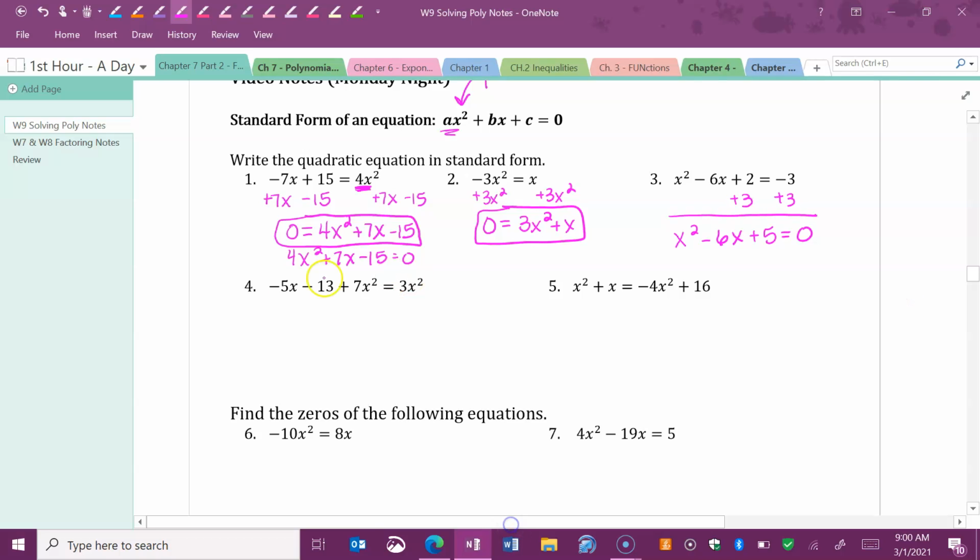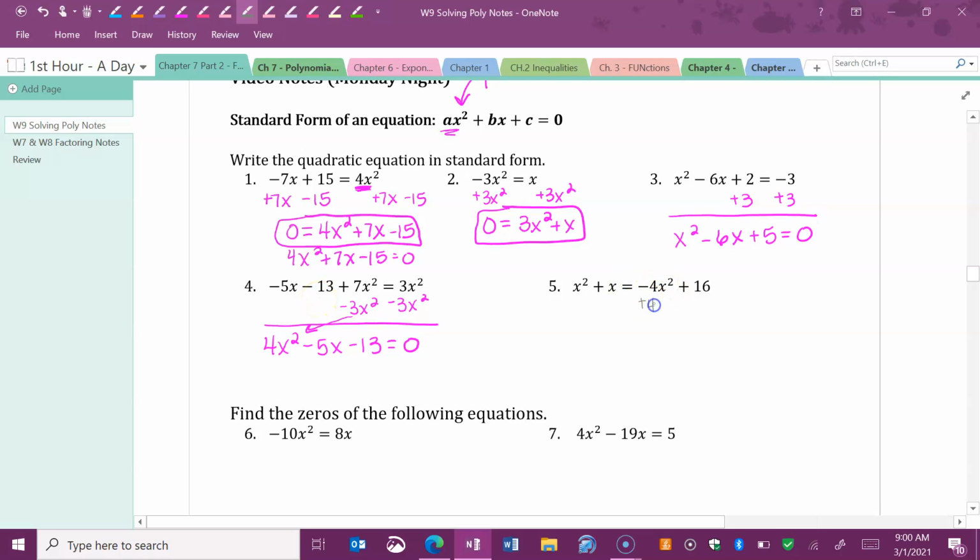Number 4. I have negative 5x minus 13. I have a positive 7x squared here and an equals to a 3x squared. If I subtract this 3x squared over here, then that is going to keep it as positive 4x squared. I'm going to go ahead and write that first since I know that it needs to go in front. And then I'm just going to recopy this negative 5x minus 13 equals 0. So all I did was rearrange this. Make sure that you keep the signs that are in front of the term with the whole term.